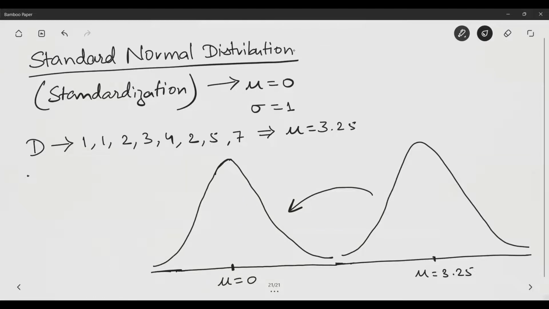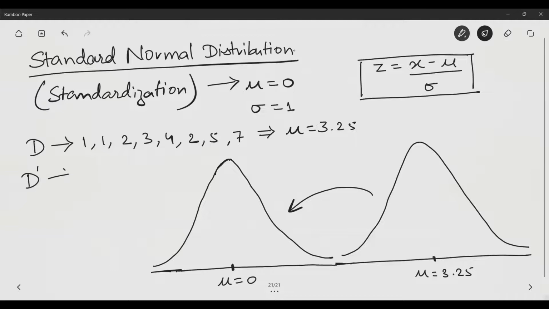Now to make this possible, what are we going to do? We are going to take this formula, through which you can perform a standardization: x minus mu upon sigma. This is the formula through which you are able to perform standardization. Now, guys, you can do this and you will see that you are able to get a new distribution.